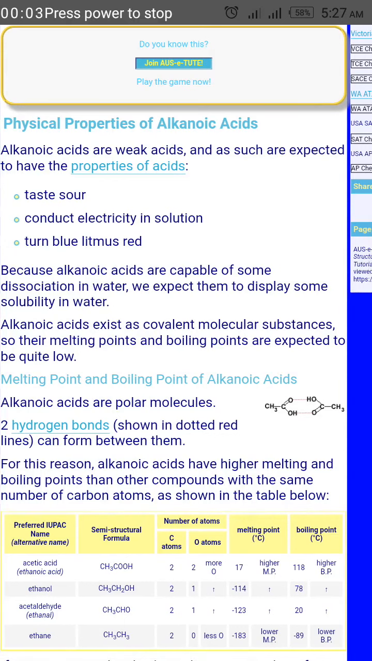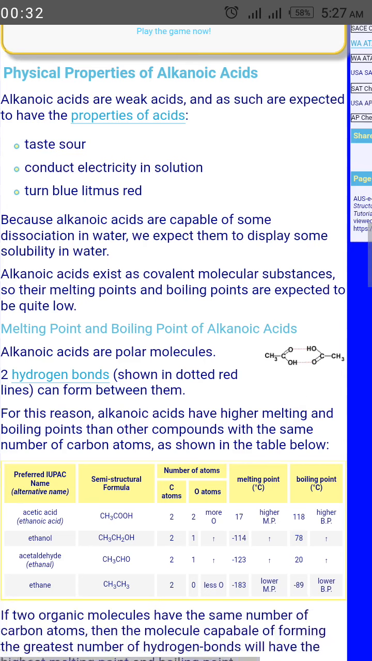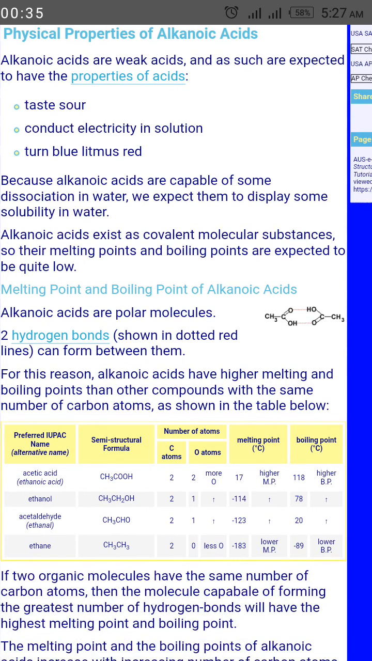So let's talk about the physical properties of alkanoic acids. Alkanoic acids are weak acids and as such are expected to have the following properties. One, the taste is sour, like normal acids. Two, it conducts electricity in its solution, and it turns blue litmus paper red. Because alkanoic acids are capable of some dissolution in water, we expect them to display some solubility in water. And alkanoic acids exist as covalent molecular substances, so their melting point and boiling point are expected to be quite low.